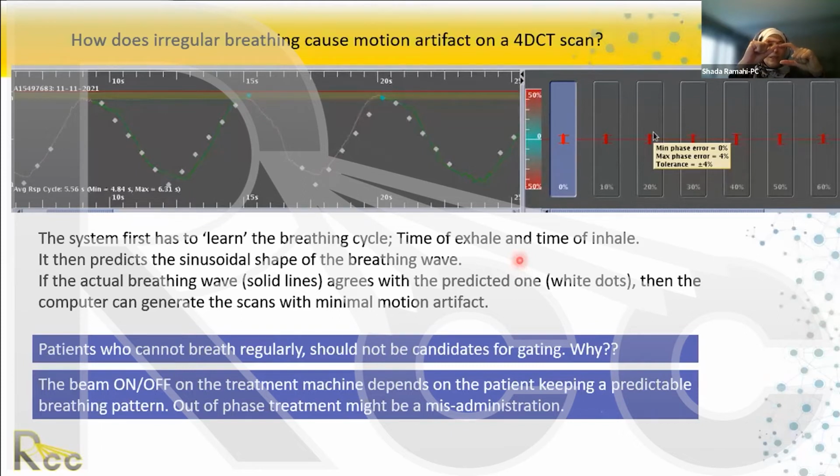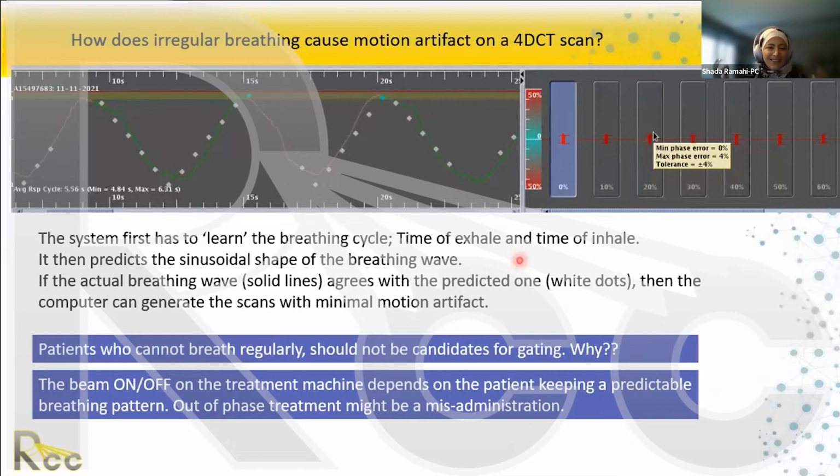If you have a phase shift, if you have phase error, you could start beam on over here and beam off over here, right? So your beam on is not correlated to your tumor. Or vice versa. You could start beam on in the middle of the window and beam off outside the window.